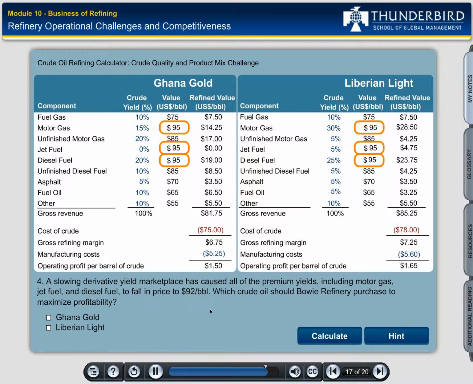A slowing derivative yield marketplace has caused all of the premium yields, including motor gas, jet fuel, and diesel fuel, to fall in price to $92 per barrel. Which crude oil should Bowie Refinery purchase to maximize profitability?